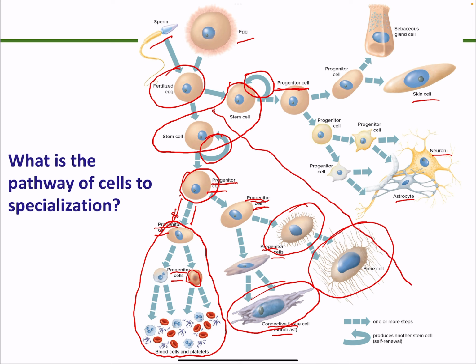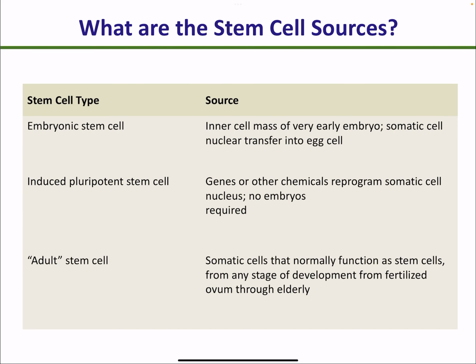And that separation, that specialization, it's because of the type of signal cells are receiving during the development or during growth, right? So that's basically the pathway of cell specialization. And the question we may ask is, what is the source or what are the sources of stem cells?